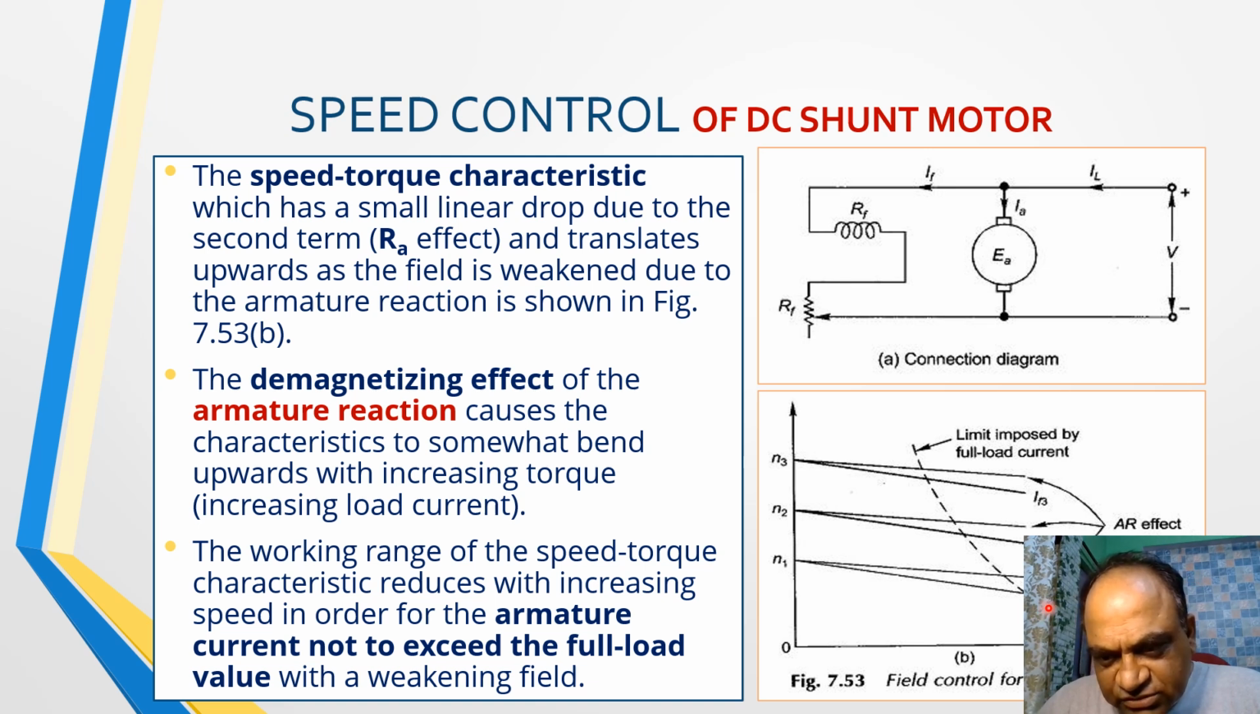So IR1 is here, that is the maximum armature current. So field control for the shunt motor in these three cases has been shown here. This is for N1, N2, and N3 at IR1, IR2, and IR3. These are basically the resistance, the current through the armature. Armature reaction is being considered.